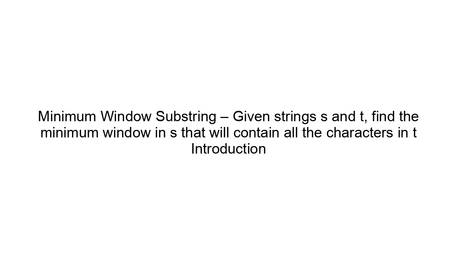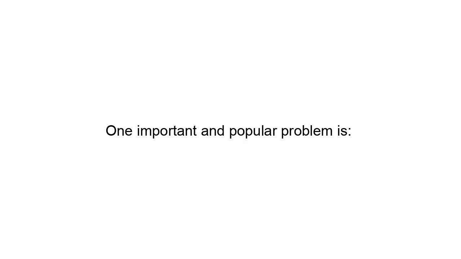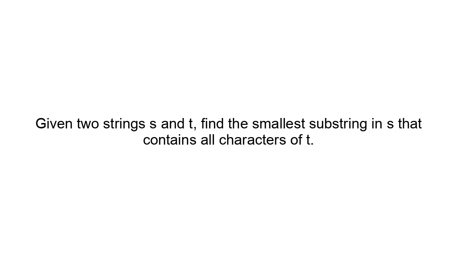Minimum window substring. Given strings S and T, find the minimum window in S that will contain all the characters in T. Introduction. In string problems, we often need to find a substring that satisfies some condition. One important and popular problem is, given two strings S and T, find the smallest substring in S that contains all characters of T. This is known as the minimum window substring problem.